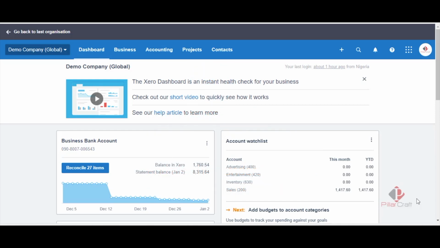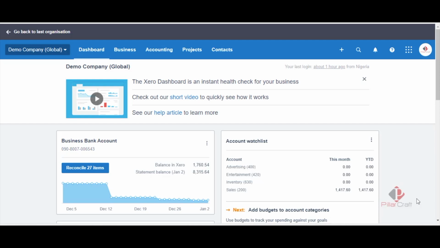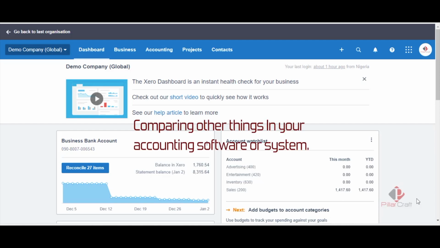Now, let's go to the standard practices that you may need to adopt. Like we said at the beginning, reports answer questions. Therefore, for you to answer these questions, you must have the end in mind. For instance, if you want to answer how much you have expended on social media ads as part of your market expansion or market penetration strategy, it means you need to do some things in your accounting system to be able to get a report on what you have expended, and then use it as a basis of comparing other things in your accounting system.